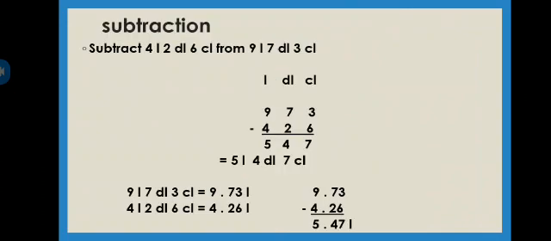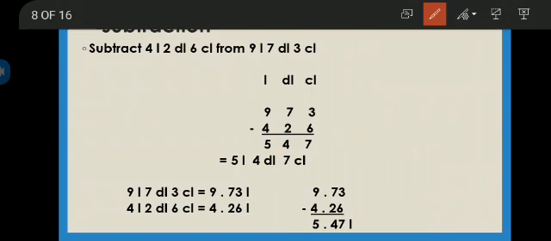Let us take an example for subtraction. So students, subtract 4 liter 2 deciliter 6 centiliter from 9 liter 7 deciliter and 3 centiliter. So students, similarly you have to arrange these units in column and put the numbers accordingly. So 9 liter, 7 deciliter and 3 centiliter, minus 4 liter, 2 deciliter and 6 centiliter.